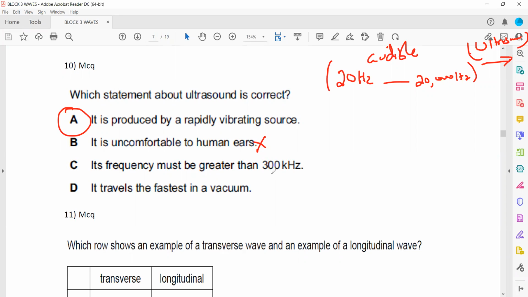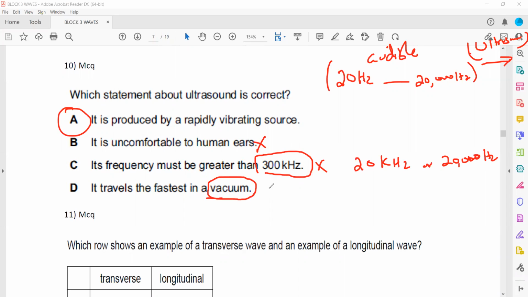Then its frequency must be greater than 300 kilohertz? No, not 300 kilohertz. Its frequency must be greater than 20 kilohertz or 20,000 hertz. So any sound which has a frequency of more than 20,000 hertz is known as ultrasound. And it travels faster in vacuum. Sound, any kind of sound, cannot travel through vacuum. So this statement is totally wrong. So the correct answer is that it is produced by a rapidly vibrating source. An object which is vibrating very fast will produce an ultrasound.